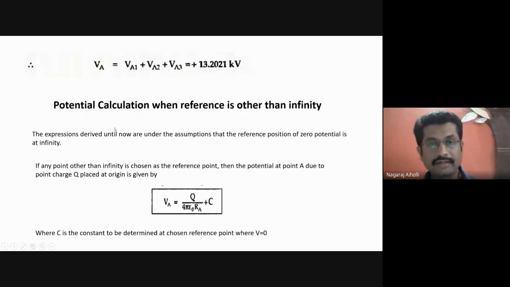Correct? The previous equation we have just written: Va is equal to Q by 4 pi epsilon naught Ra plus C. That is the potential calculation when the reference is other than infinity. Write that equation: Vp is equal to Q by 4 pi epsilon naught Rp plus C. This is the point P that is already given in the problem statement. Then the condition they are giving is that the reference, point R, is at the coordinate (1, 0, 0). This is our origin, Q at (0, 0, 0). Then we are supposed to find the potential at this point P.